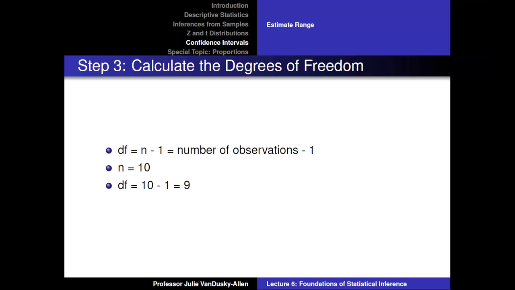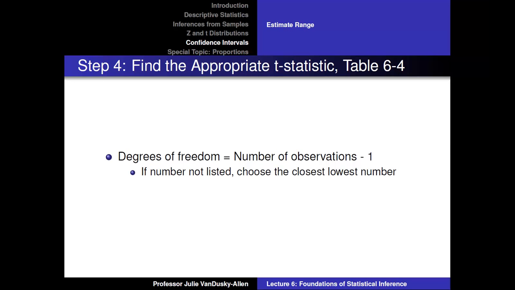Next, we have to calculate something called the degrees of freedom. The degrees of freedom is the number of observations in our data set minus 1. So we had 10 observations. 10 minus 1 is 9. So we use our degrees of freedom to find the value from the t-table that we will use to calculate the confidence interval. You can find a t-table on page 148 in your textbook.